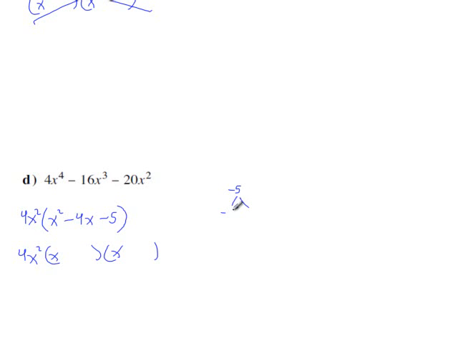So I could try negative 5 and positive 1. Negative 5 plus 1 is negative 4. Perfect. So your two factors are negative 5 and positive 1. And again, it doesn't matter the order that you put them in. If you'd put x plus 1 times x minus 5, that would be the same thing. But this is your final factored form.